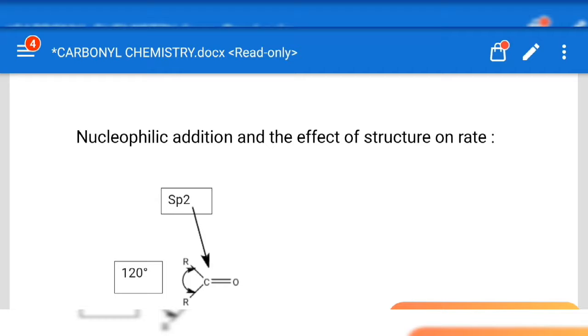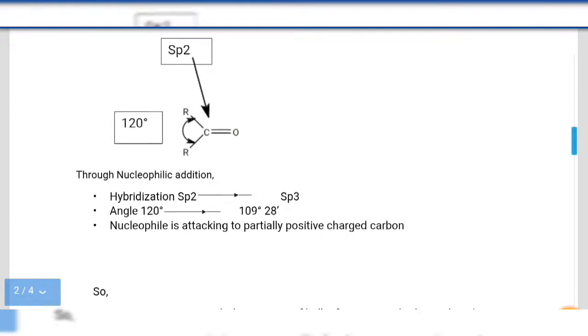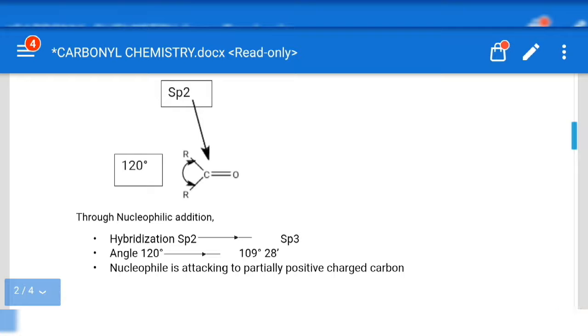Now, nucleophilic addition and the effect of structure on rate. How does the structure of the carbonyl compound affect the rate of the nucleophilic addition reaction? We know that the carbon of a carbonyl compound is sp2 hybridized, and the angle between the two groups attached to the carbonyl carbon is 120 degrees. Now what happens in nucleophilic addition?